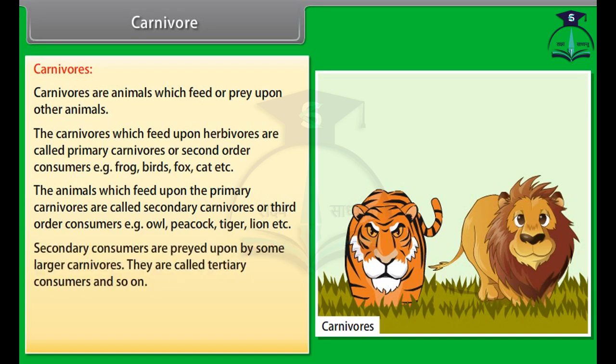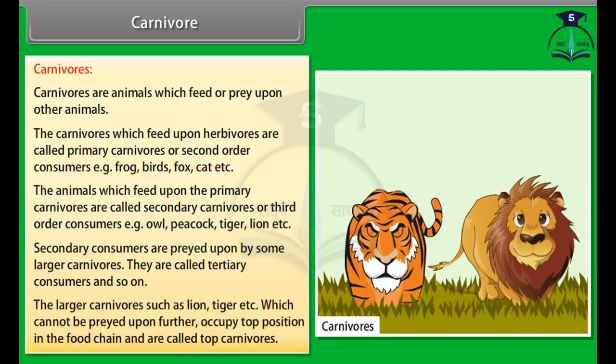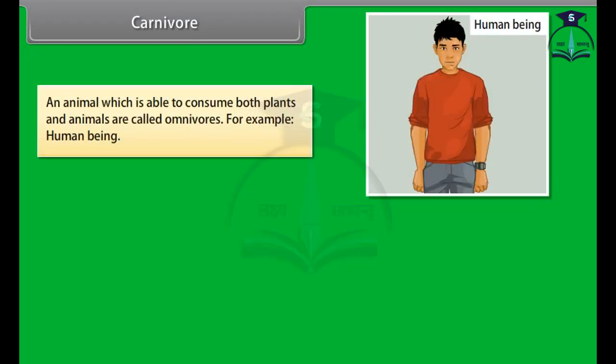Secondary consumers are preyed upon by some larger carnivores. They are called tertiary consumers and so on. The larger carnivores such as lion, tiger, etc., which cannot be preyed upon further, occupy the top position in the food chain and are called top carnivores. An animal which is able to consume both plants and animals is called an omnivore.